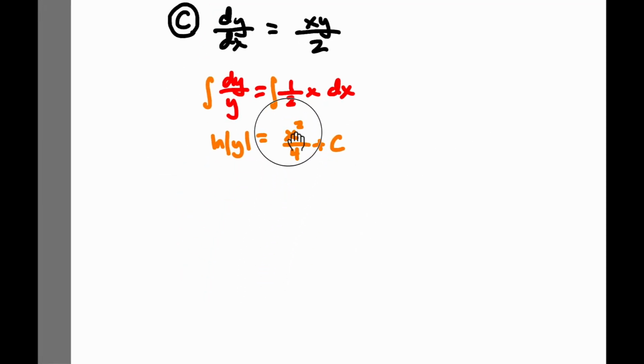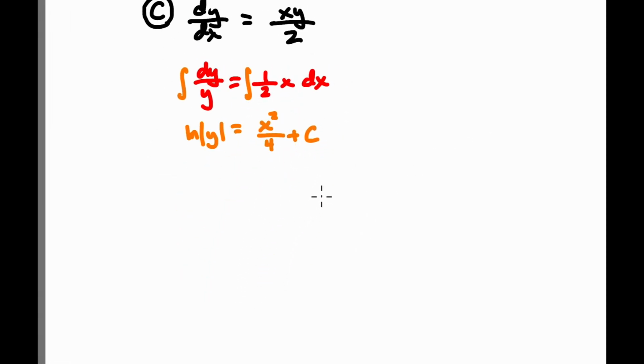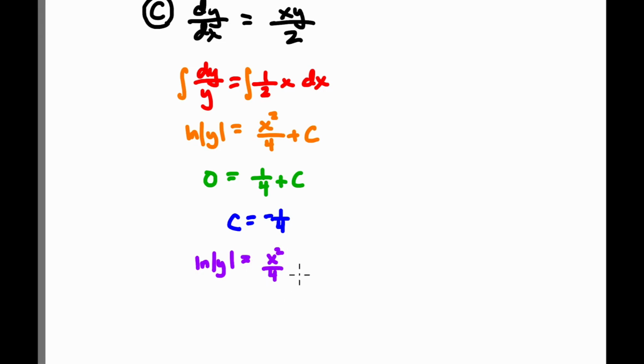Now from here, I'm going to solve for my plus c by plugging in that 1 comma 1, because it said f of 1 is equal to 1. So if you plug in 1 for y here, you're going to end up with ln of 1, which is 0, is equal to 1/4 plus c, and you end up with your c being equal to negative 1/4. So now that you know the c, your solution to the differential equation is going to be ln of y equals x squared over 4 minus 1/4.